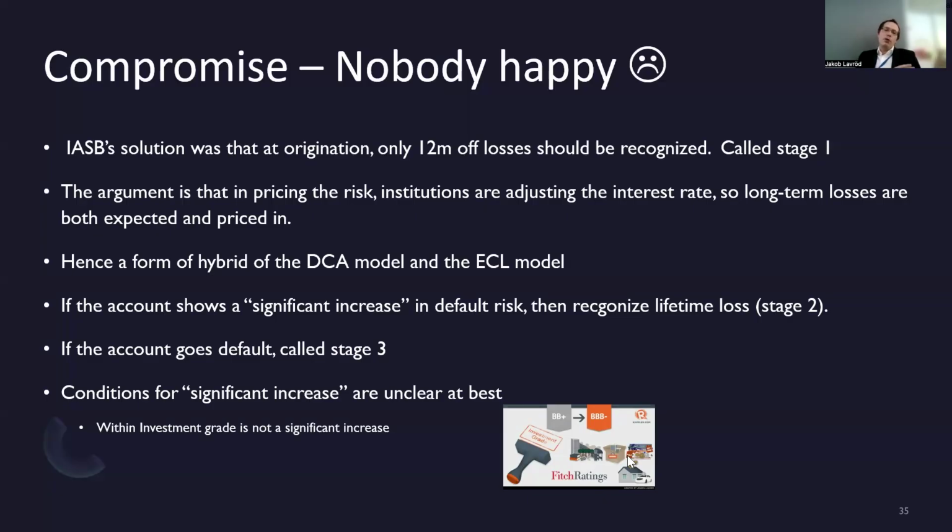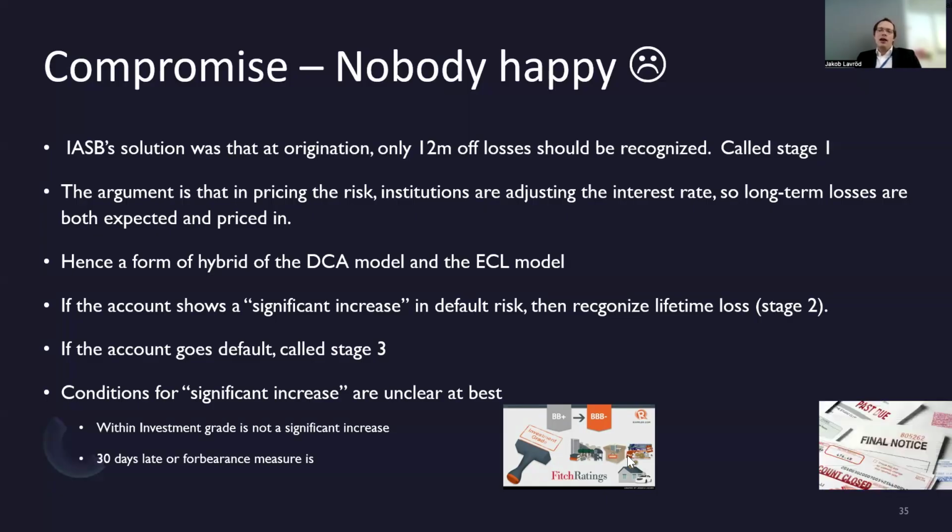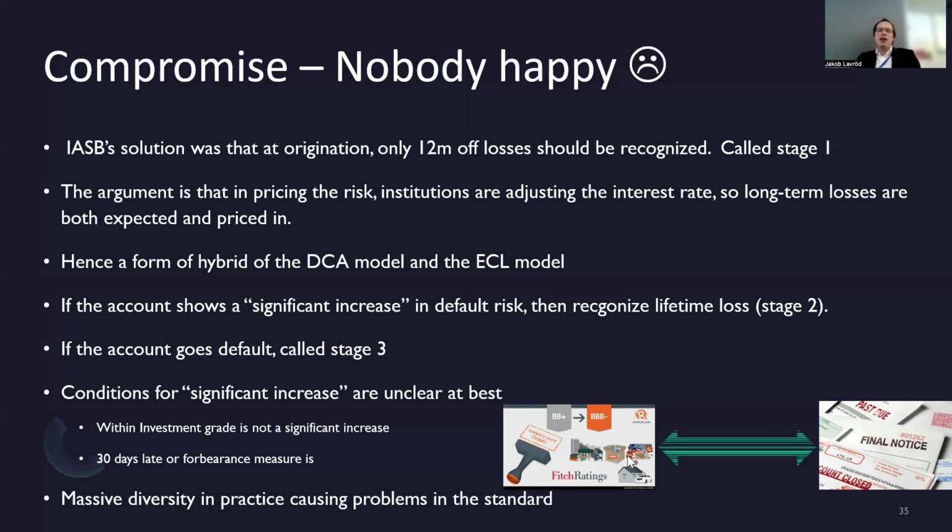We have two boundaries to work with. If you're investment grade, you have not significantly increased. And if you're 30 DPD late, then you should definitely be in stage 2. But in between there is a haze. I mean, I worked for 3 different banks. All of them have done different things. When I talk to a lot of people in the industry, nobody seems to know.